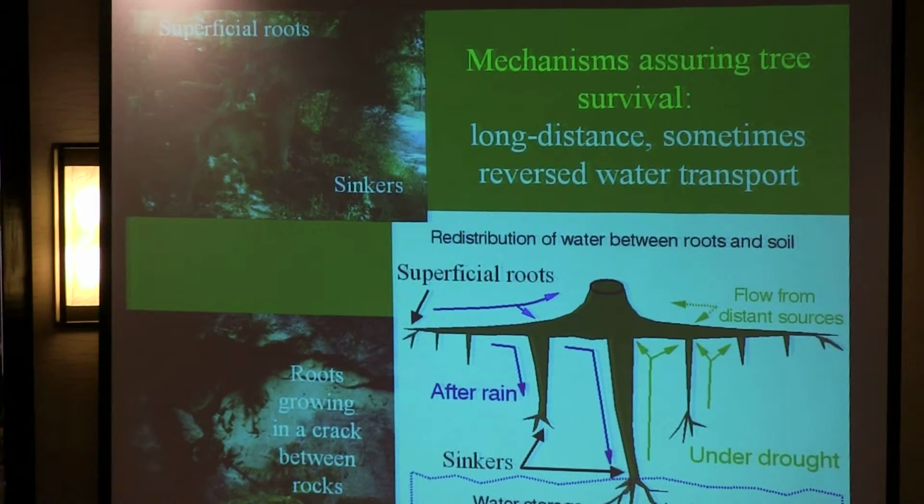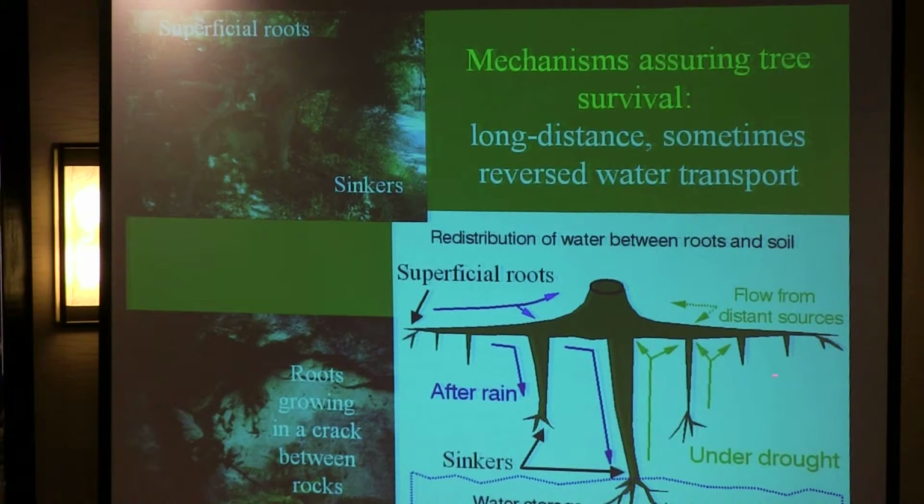What is very important, this is just a scheme of the so-called redistribution of soil water in roots. So let's assume that you have a situation that there is enough water. Fine. The most water comes from superficial roots and less water from sinker roots, because there are higher resistances and it takes more time to transport water.